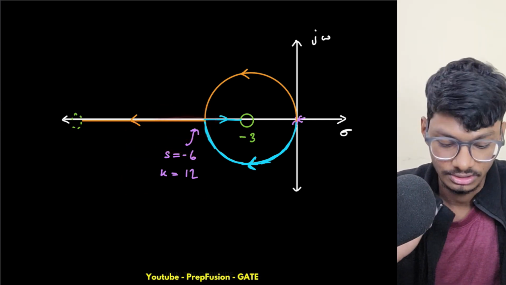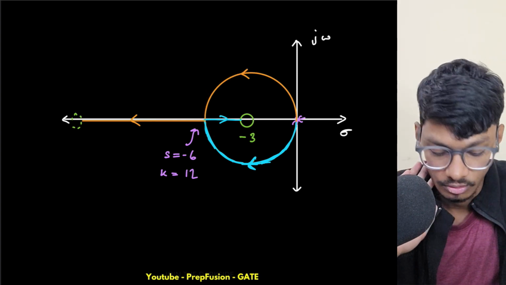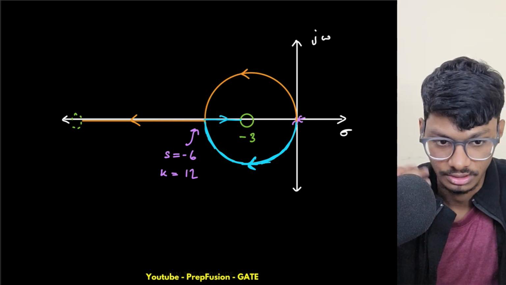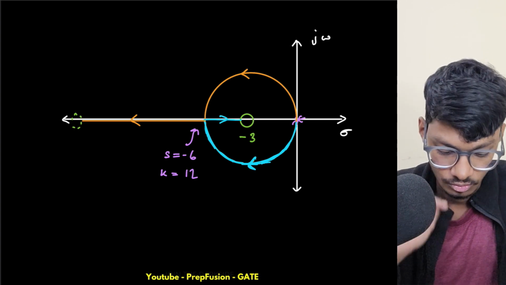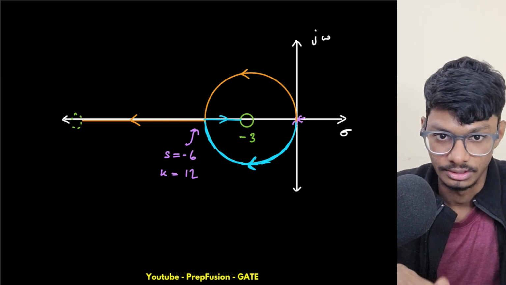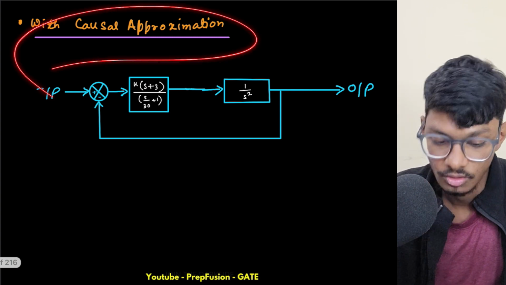Okay, and what are the different things, how the root locus will look, how many asymptotes it has, virtual zeros, all those things. So you do it for yourself. I've already pre-calculated it. So next is with causal approximation.